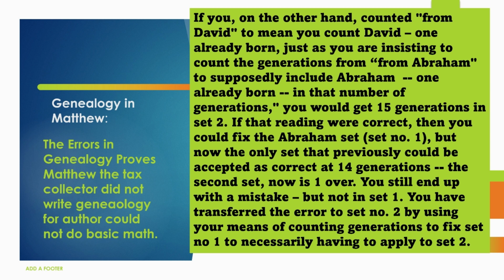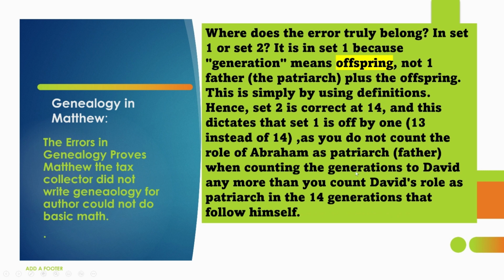The second set now is 1 over. It would be 15. So you can't say the principle he wants to advocate for set 1 is true, because if you do, you have to apply it to set 2, and then set 2 is off by one number. So one way or the other, set 1 or set 2 will be wrong. You still end up with a mistake, but not in set 1. You have transferred the error to set number 2 by using your means of counting generations to fix set number 1 to necessarily have to apply to set number 2.